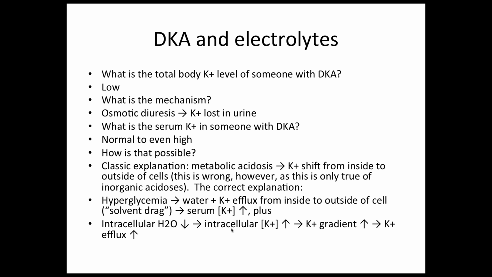So the intracellular potassium has gone up. So now the gradient is increased. So now there's going to be more potassium that's going to leave the cell because the gradient is now larger. Does that make sense? Isn't that cool?